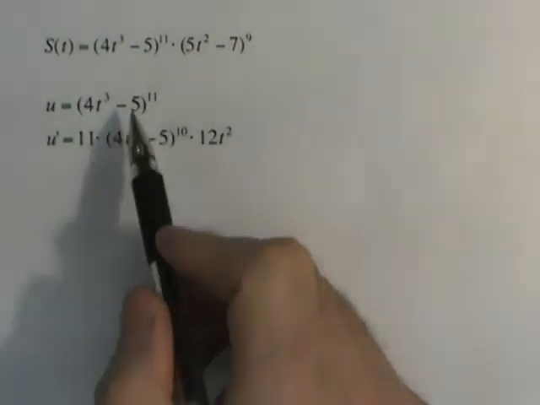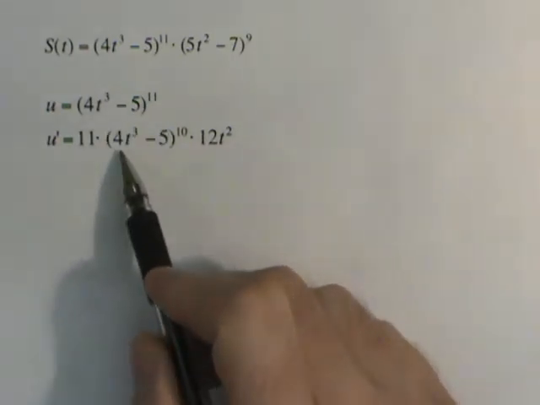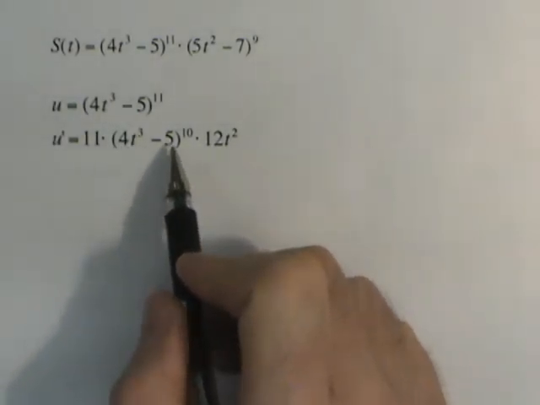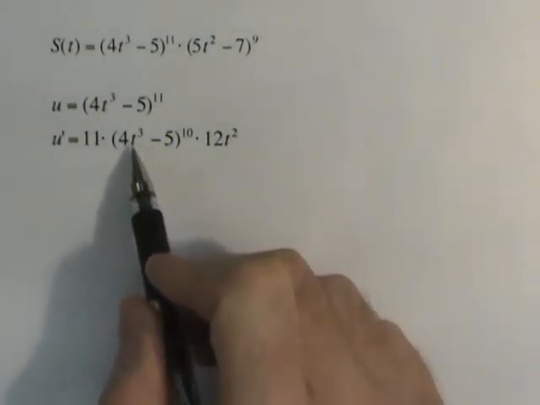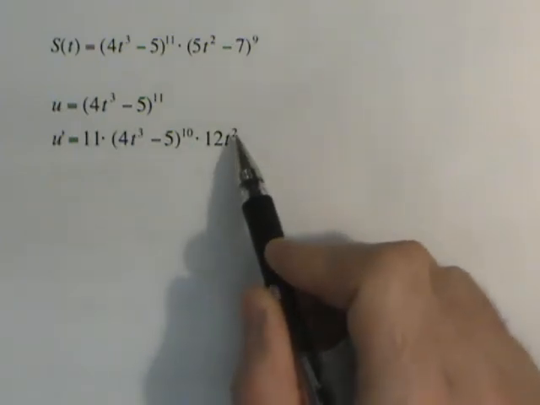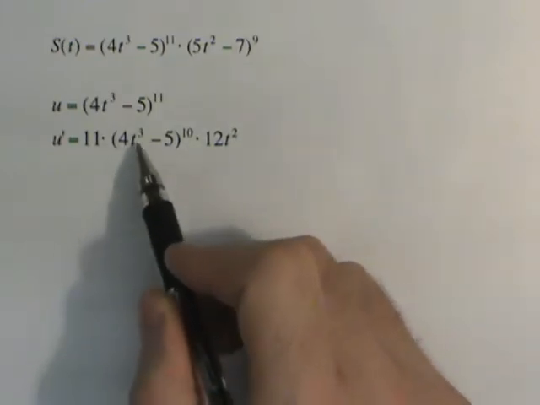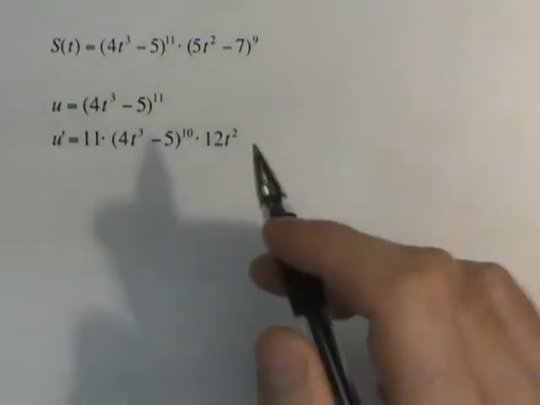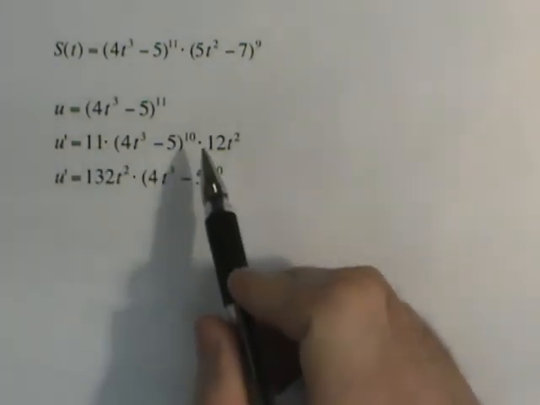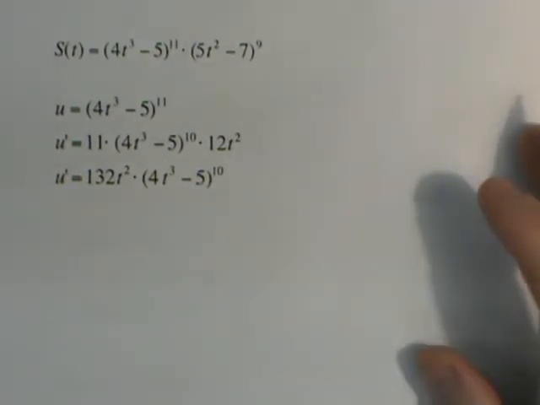As I take a derivative of that, I'm going to start with my power. So I'm going to go 11 times the parentheses raised to the 10th. Chain rule gets invoked because what's inside the parentheses does have a derivative. So 4t cubed gives me a derivative of 12t squared, because 3 times 4 is 12 and then t squared. And then of course I combine those like terms. So I have my 11 times the 12 is 132t squared, parentheses raised to the 10th.